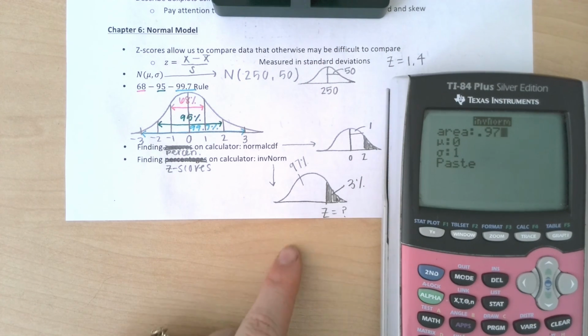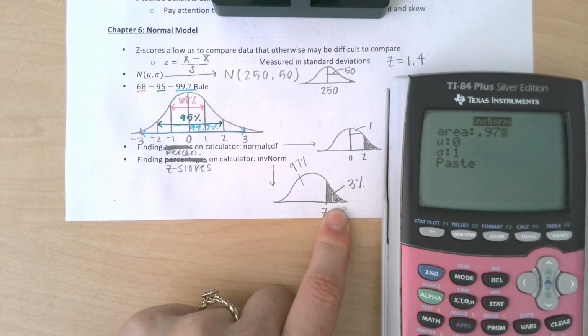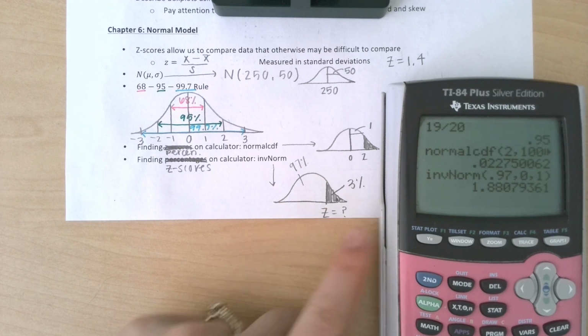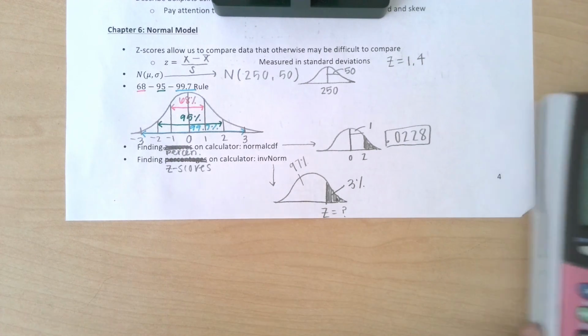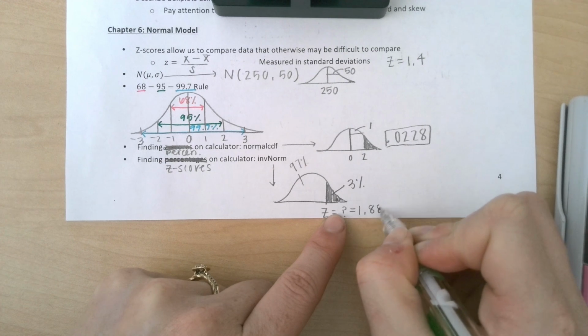If you have a newer calculator, you might be able to select right, center, or left, in which case you can pick this right-hand side and type in 0.03. Once I calculate, it gives me a z-score, so I know that this z would be 1.88.